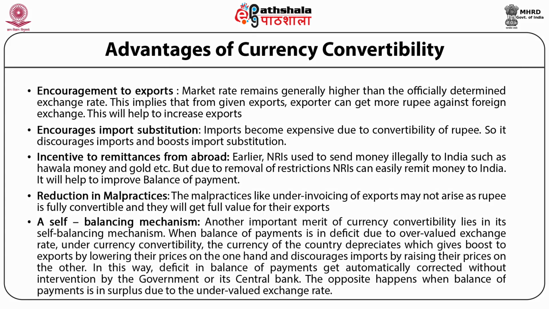A self-balancing mechanism. Another important advantage of currency convertibility lies in its self-balancing mechanism. When balance of payments is in deficit due to overvalued exchange rate under currency convertibility, the currency of the country depreciates, which gives a boost to the exports, lowering their prices on the one hand, and discouraging the imports by raising their prices on the other hand. In this way, deficit in balance of payment gets automatically corrected without any intervention by the government or the central bank. The opposite happens when the balance of payment is in surplus due to the undervalued exchange rate.